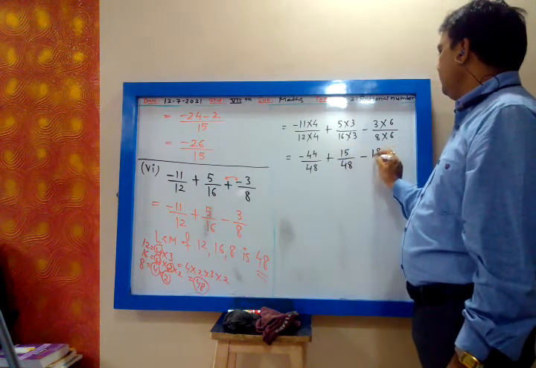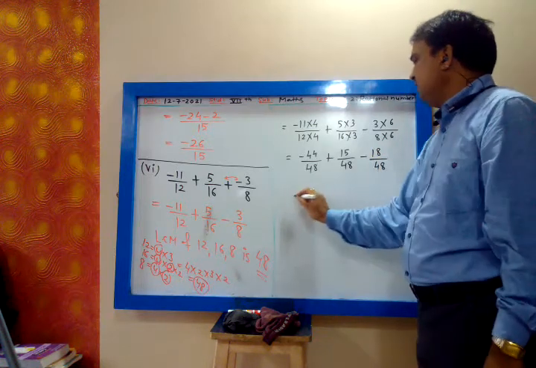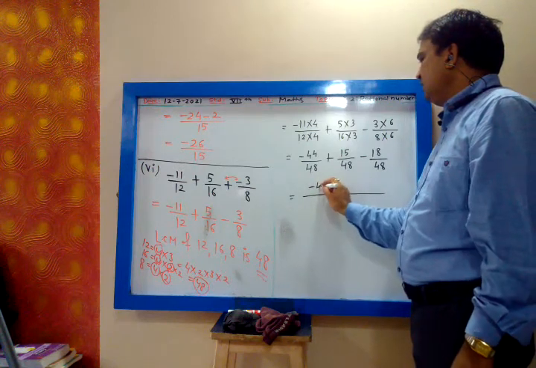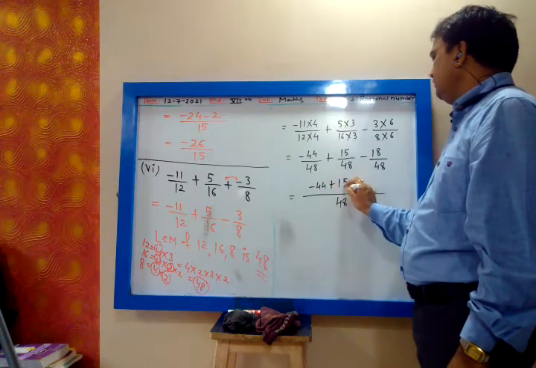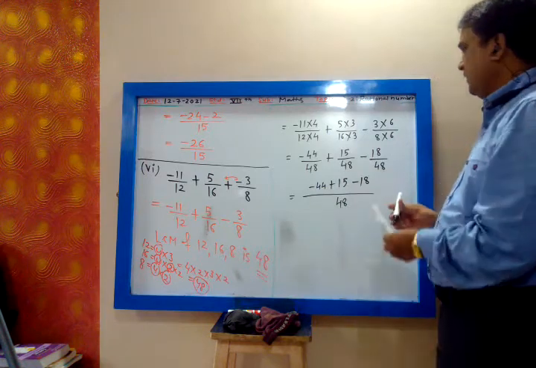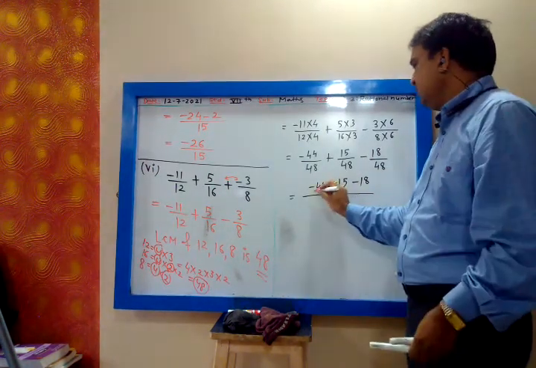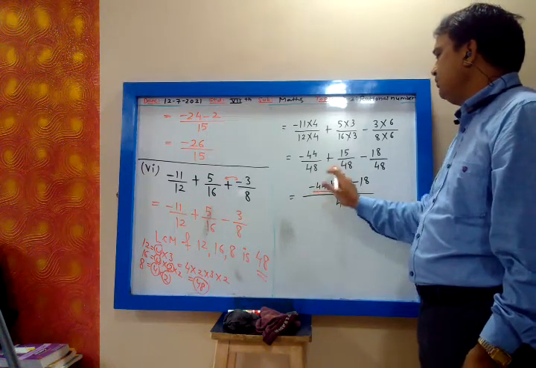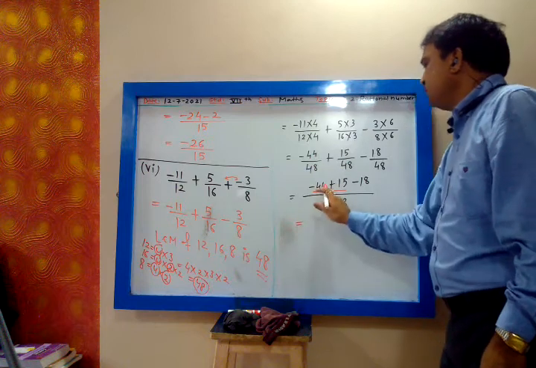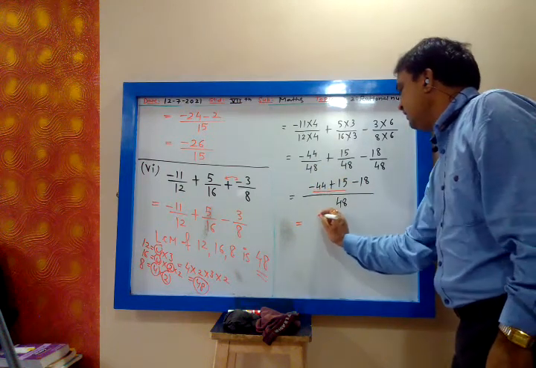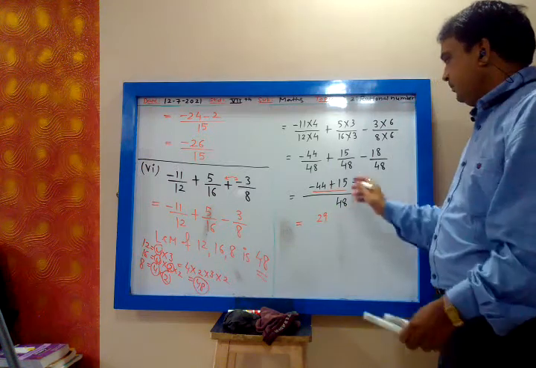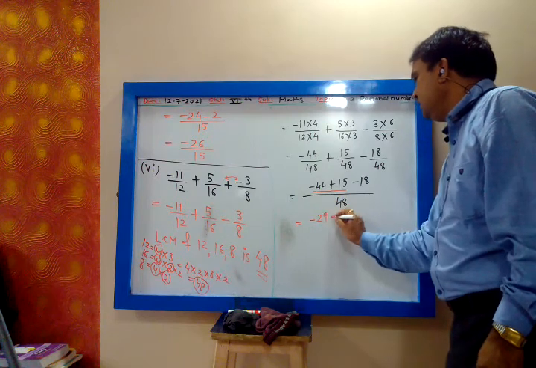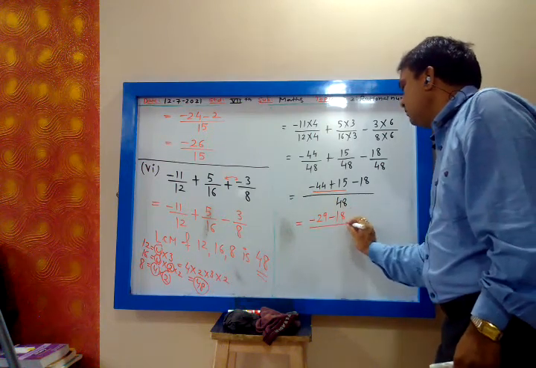minus 18 upon 48. Now the denominators are equal, so I can simplify the numerator, taking the denominator 48 common. So minus 44, plus 15, minus 18. Let us simplify first these two. This has a minus sign, this has a plus sign. Minus and plus are opposite signs, so you have to subtract. 44 minus 15 is 29. Minus 29, because 44 is the bigger number and its sign is minus. So minus 29 minus 18 upon 48.